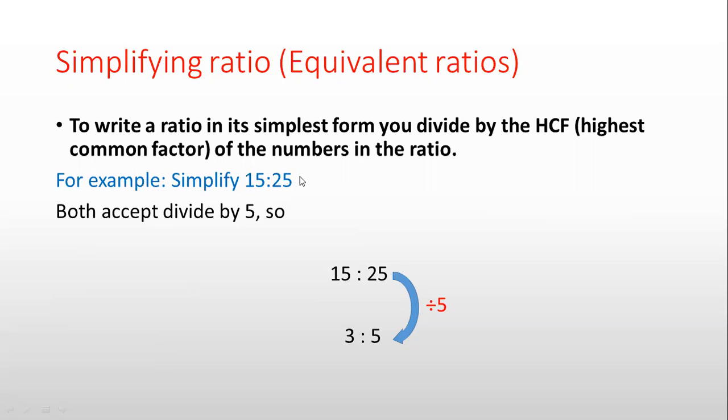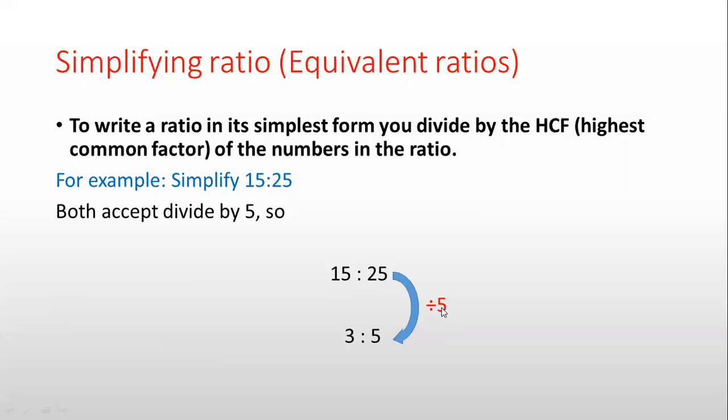If I ask you, in the ratio 15 to 25, can you write this ratio in a simpler form? Yes. You have to divide 15 by 5, it will give you 3. And 25 divided by 5, it will give you 5. Is it clear for you? This is the original ratio I have, 15 to 25. Then what I have to do? I have to divide by 5.